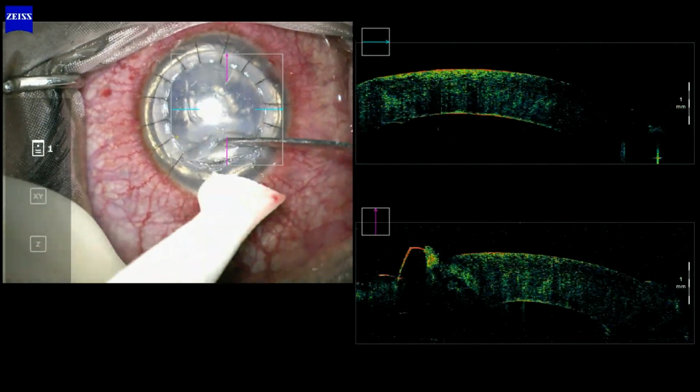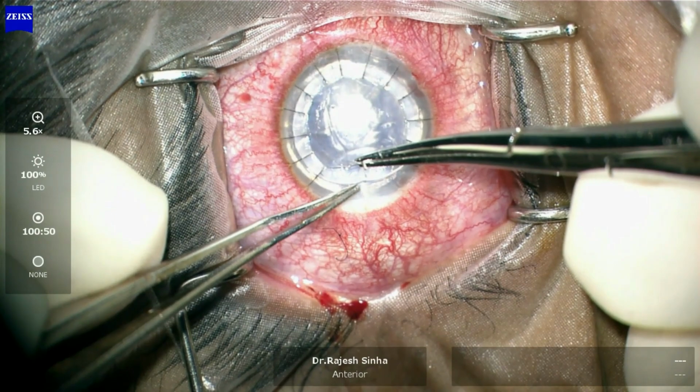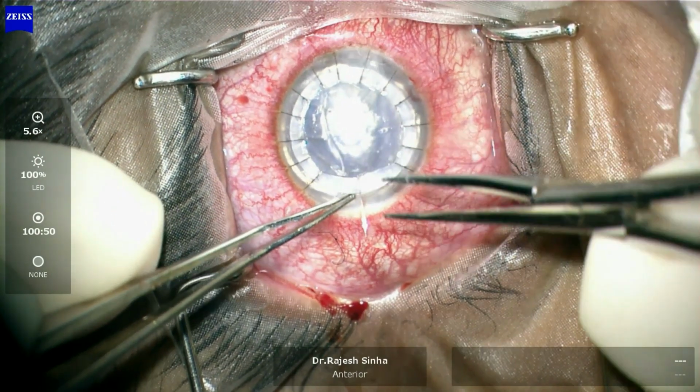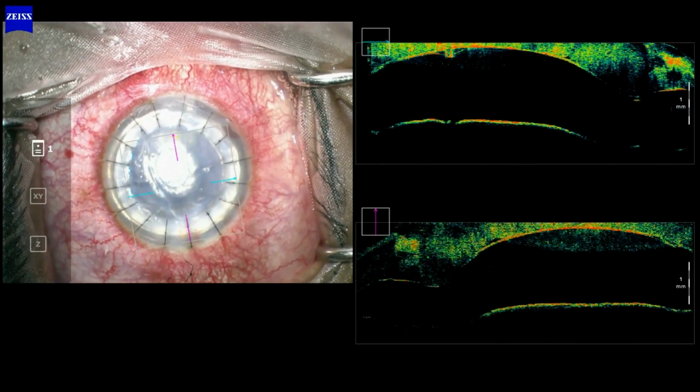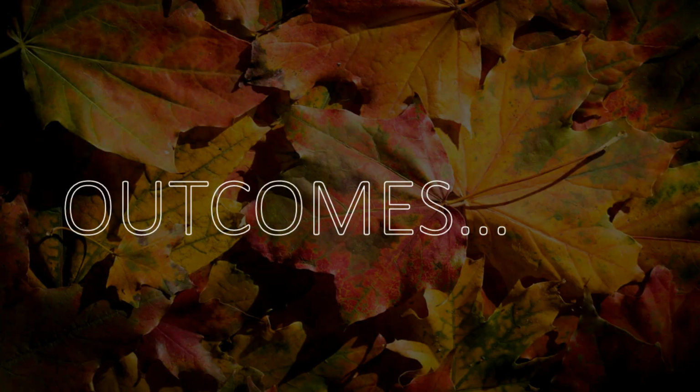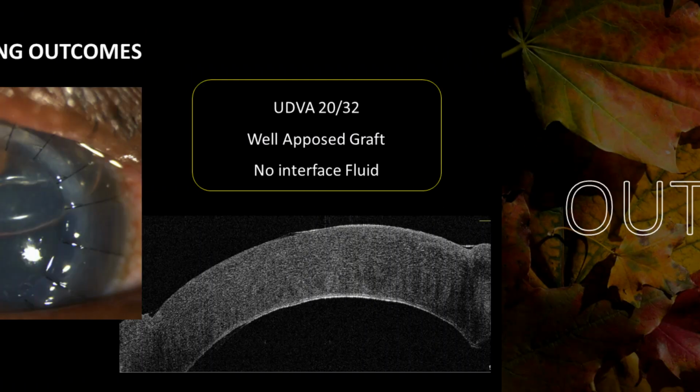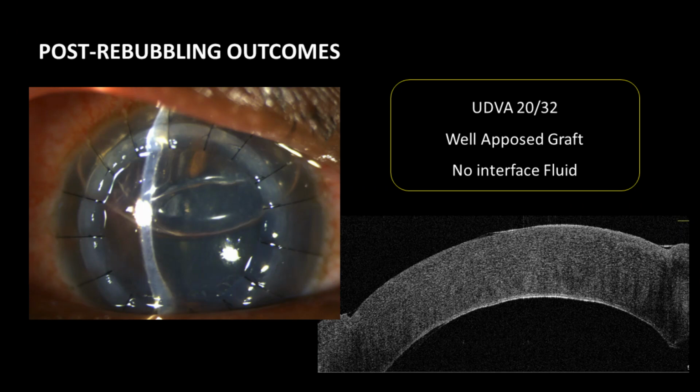iOCT helped confirm complete graft apposition at the end of the surgery after replacing the sutures that were initially removed. On postoperative day 1, optimal anatomical apposition was achieved with a clear graft and uncorrected distance visual acuity of 20/32.